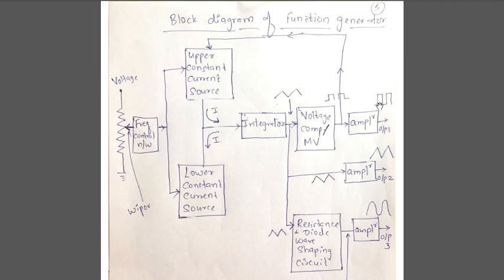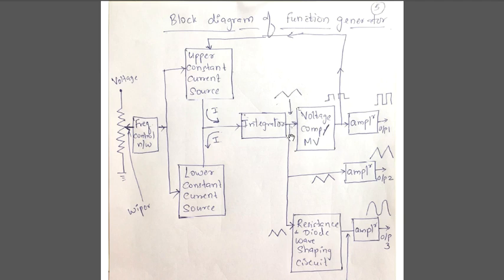Now we are also expected to get a triangular waveform, and as you can see here, the integrator itself is giving me a triangular waveform. So at the integrator's output I am getting a triangular waveform, but it is small in amplitude.